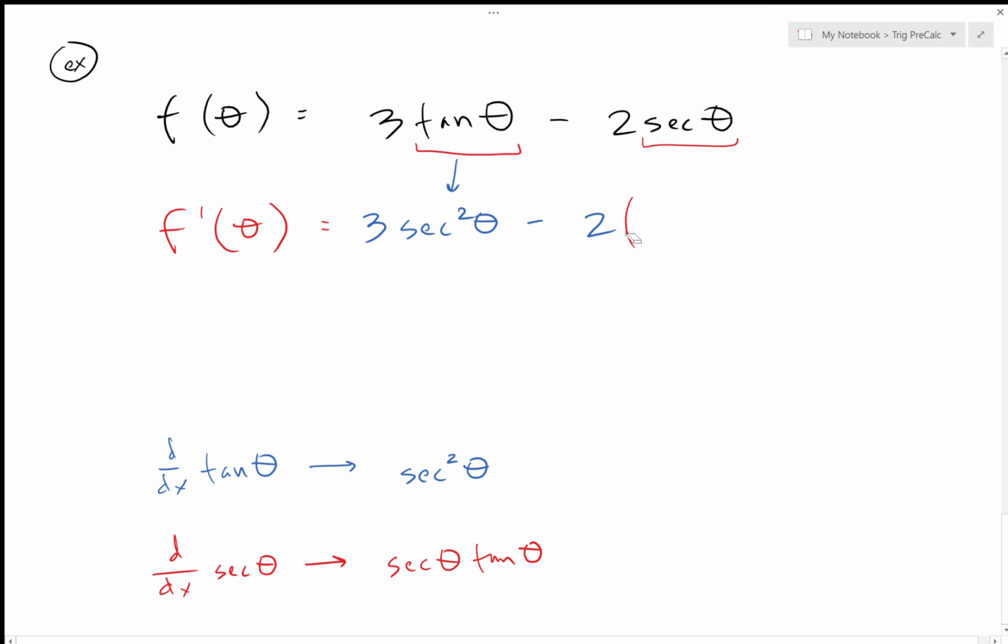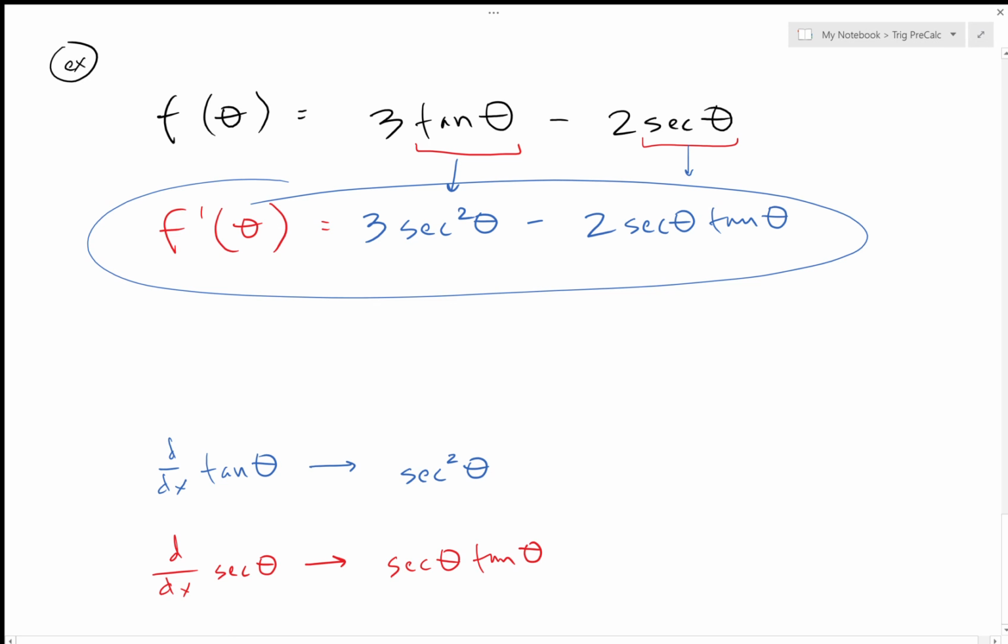And actually we don't need the parentheses, that's just going to come out nicely. We just need to multiply it to the 2. So we've got secant theta tangent theta, and there's really nothing else to clean up there. So there's our answer.